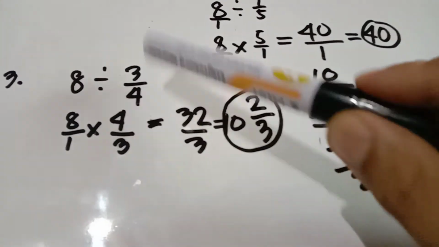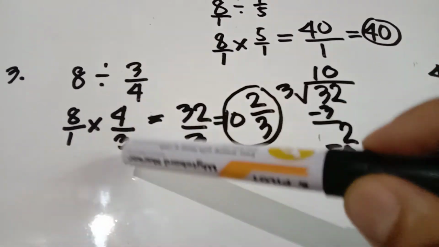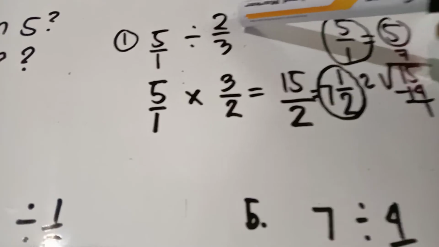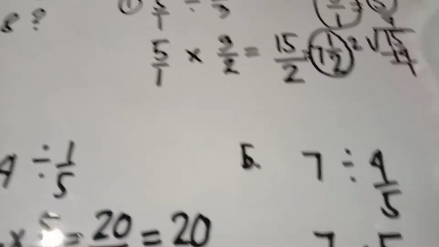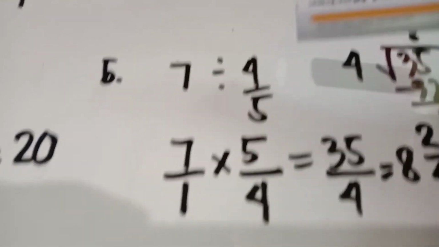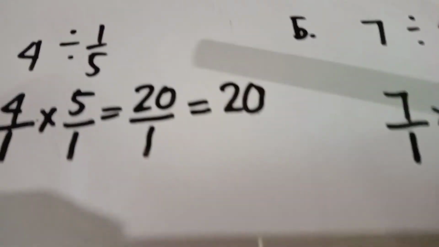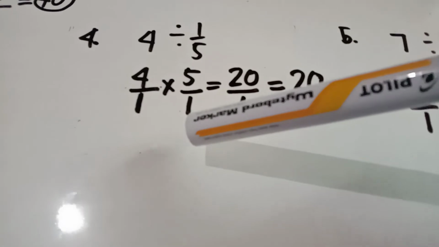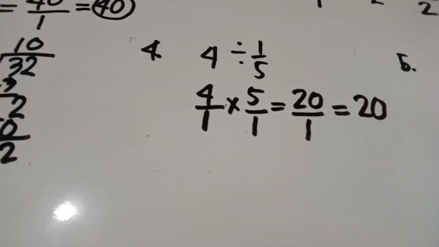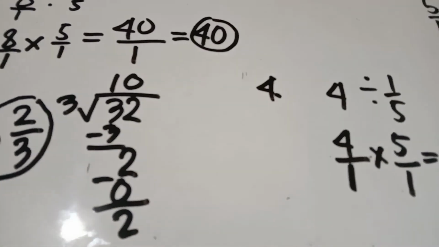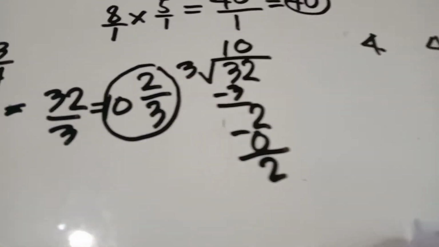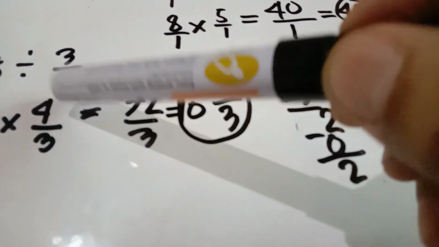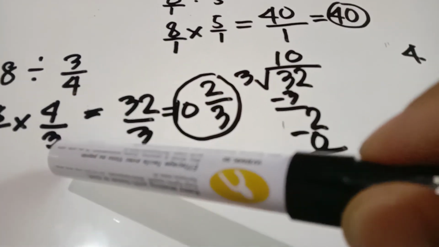Okay, so 3/4, the reciprocal of 3/4 is 4/3. Okay, 2/3, the reciprocal of 2/3 is 3/2. Okay, 4/5, the reciprocal of 4/5 is 5/4. 1/5, the reciprocal of 1/5 is 5/1. So, write the reciprocal of the divisor. Then after that, multiply. Okay, multiply now the numerators, and multiply the denominators.